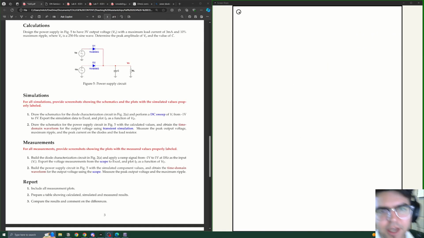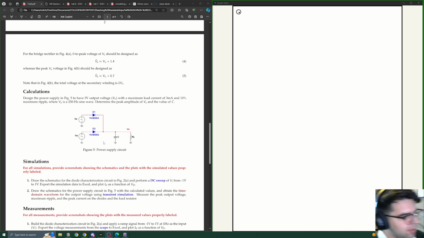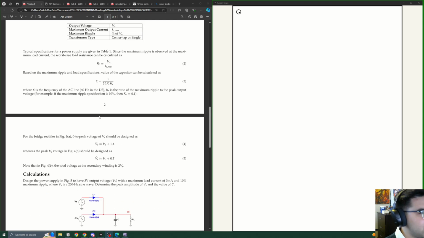So now let's talk about what you actually need to do for your pre-lab. The calculations are pretty straightforward. We're given the rectifier circuit that we've been talking about, and then they gave us some conditions that they want our design to meet, and then we need to go ahead and design it, right? They've given us all the equations here to use.